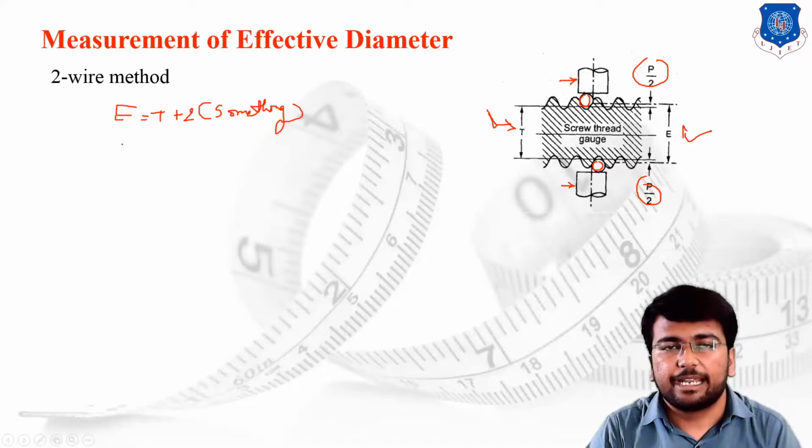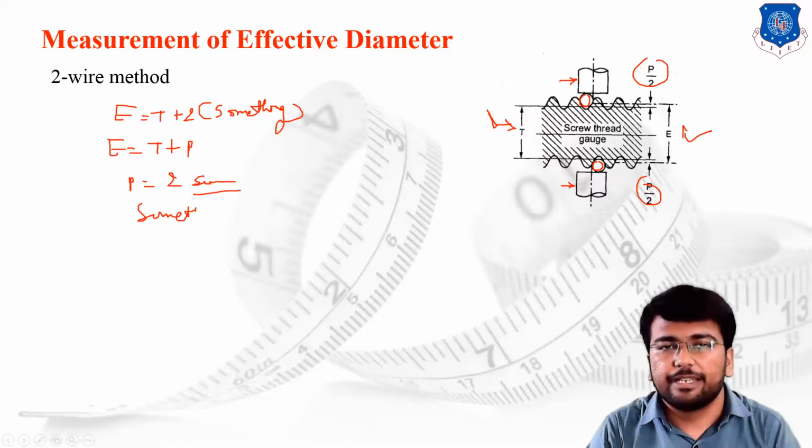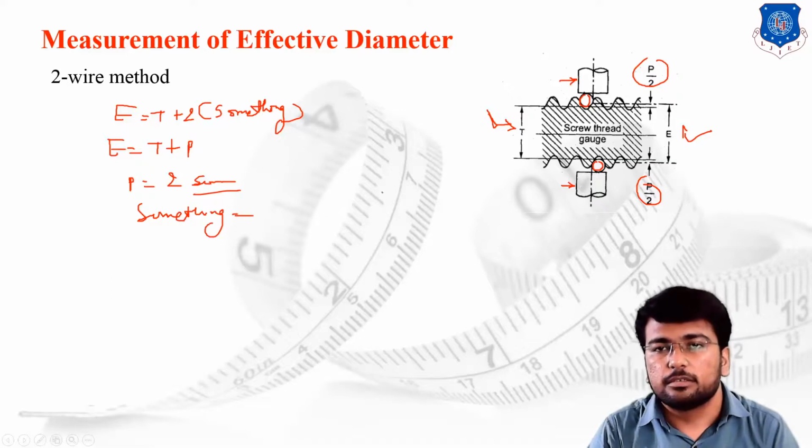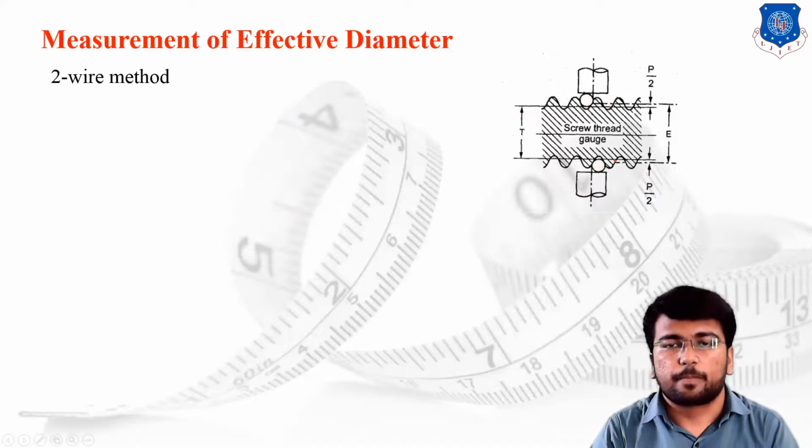And from the figure I can write that E is equal to T plus P by 2 plus P by 2, that is P. So I can compare that P is equal to twice something. They have defined the distance between these 2 points as P by 2. The distance between these 2 points, and the distance between this particular pair, is known as P.